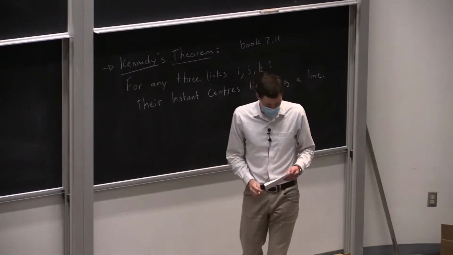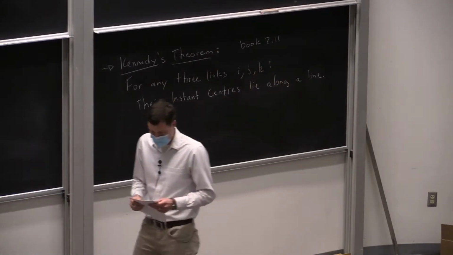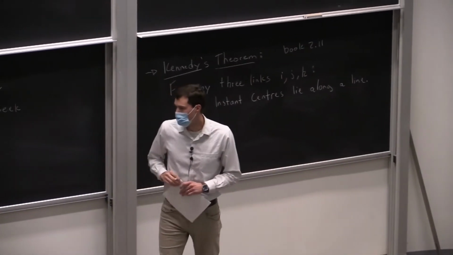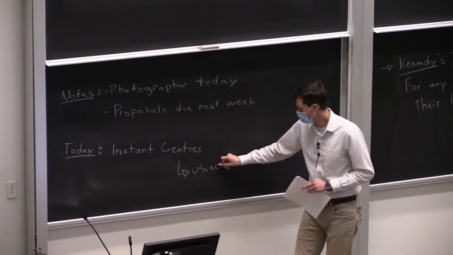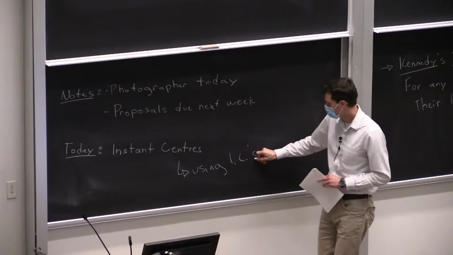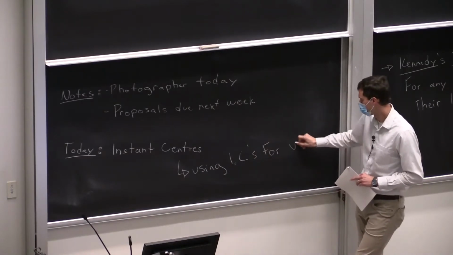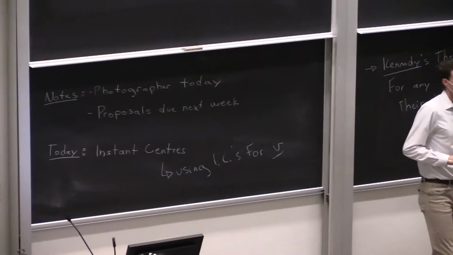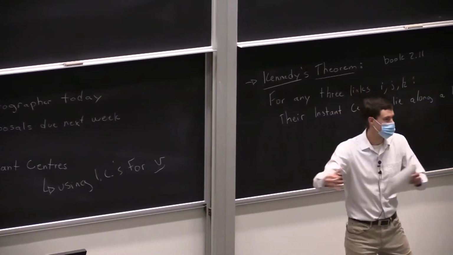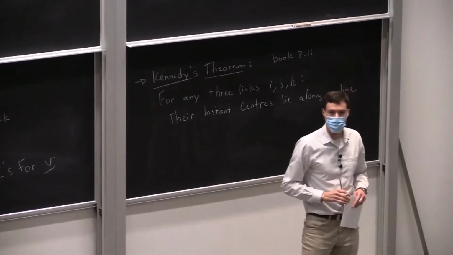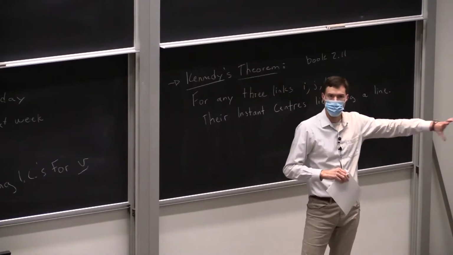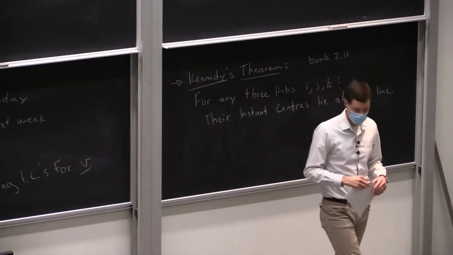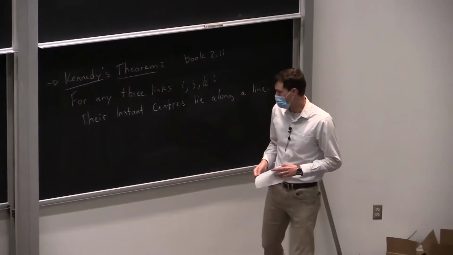Okay, so today, we'll finish finding instance centers with an example, and then our main topic for today is going to be using instance centers, ICs, for velocity analysis. So we're going to use them to find the input to output relationship in our mechanisms. So given some crank speed, calculate the speed of a slider on the other side of the mechanism. We're going to do those examples today.